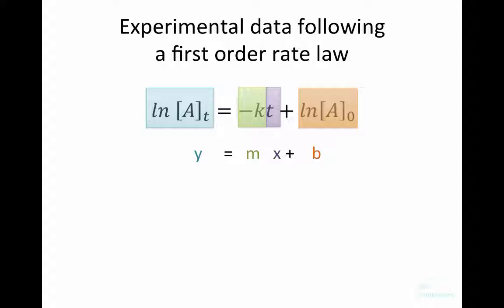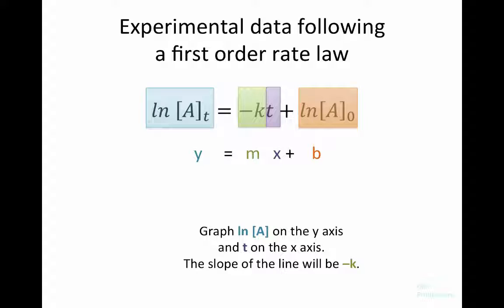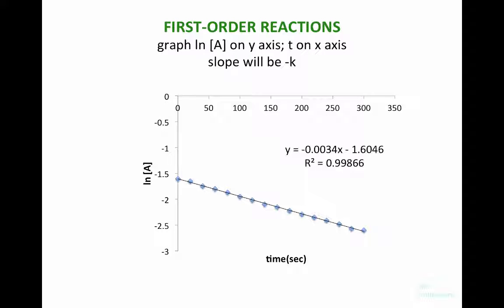So if we have experimental data and we want to find out if it's a first-order rate law, we're going to graph the natural log of A on the y-axis, and we're going to graph t on the x-axis, and the slope of this line will be negative k. So here's an example of some experimental data. We have natural log of A here on our y-axis, we have time on our x-axis, and our slope, which we can see here from our linear fit, is negative 0.0034, which means that k, our rate constant, is 0.0034.